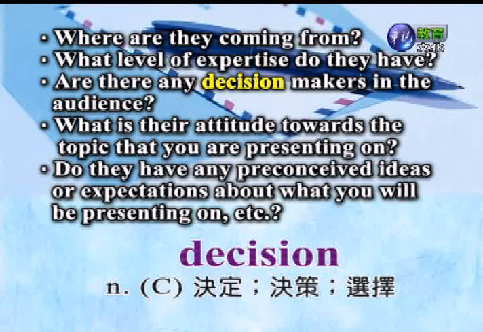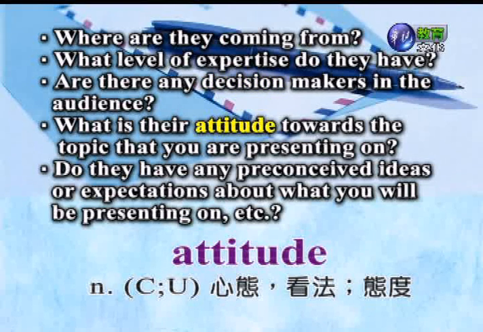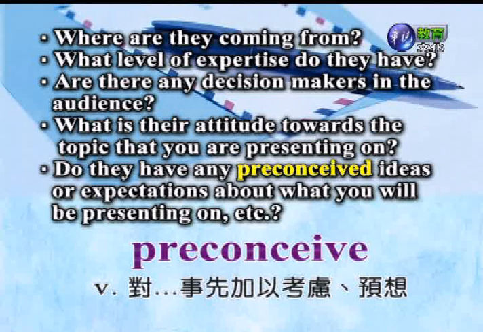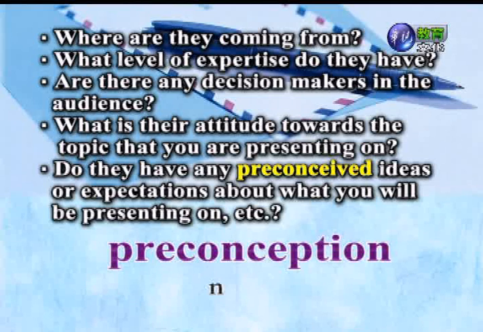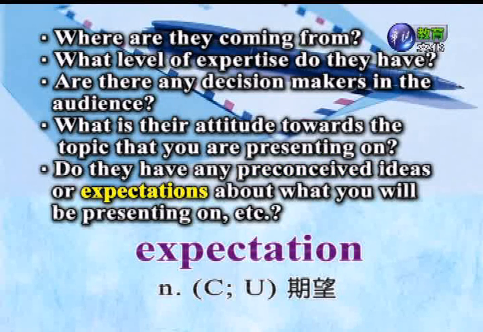Decision. It's a noun. 好，接下来看到下一个单词是态度、看法的意思。 Attitude. Attitude. It's a noun. 好，我们接下来看到这个动词的用法，这边的话是说预想的意思。 Preconceive. Preconceive. It's a verb. 好，我们看到它的名词的用法。 Preconception. Preconception. It's a noun. 好，接下来呢，下一个单词是期望的意思。 Expectation. Expectation. It's a noun.